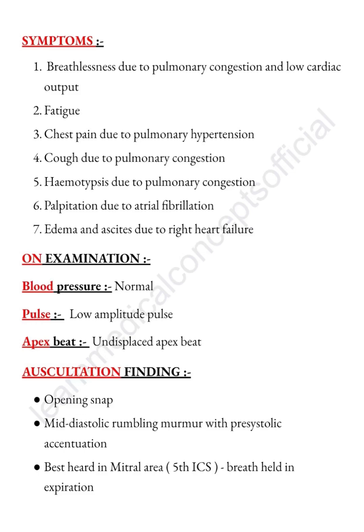Coming to the auscultation findings, I hope by now you know that we expect a diastolic murmur in mitral stenosis. So there will be an opening snap and a mid diastolic rumbling murmur with pre-systolic accentuation, which is best heard in the mitral area, breath held in expiration.